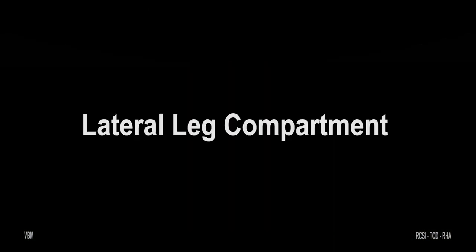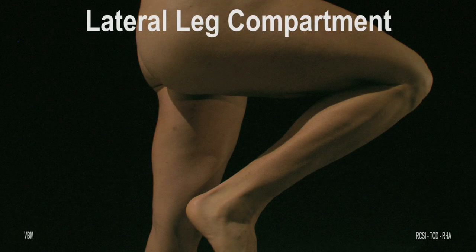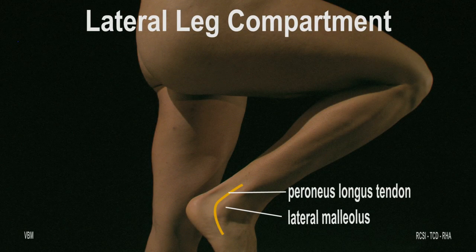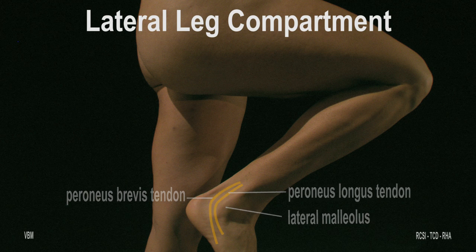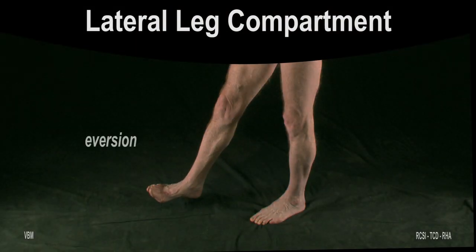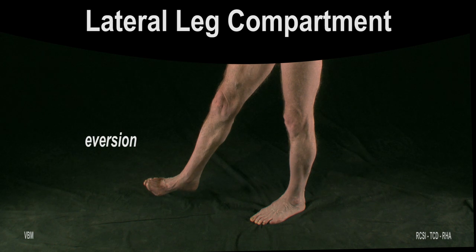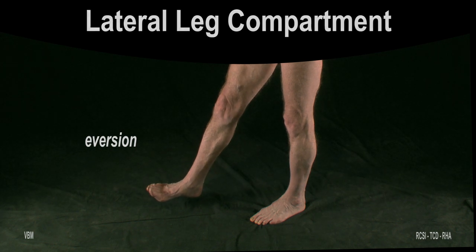Lateral compartment of the leg. These muscles are peroneus longus and peroneus brevis. Peroneus longus and peroneus brevis muscles are both innervated by the superficial peroneal nerve. They are involved in eversion of the foot, as shown.